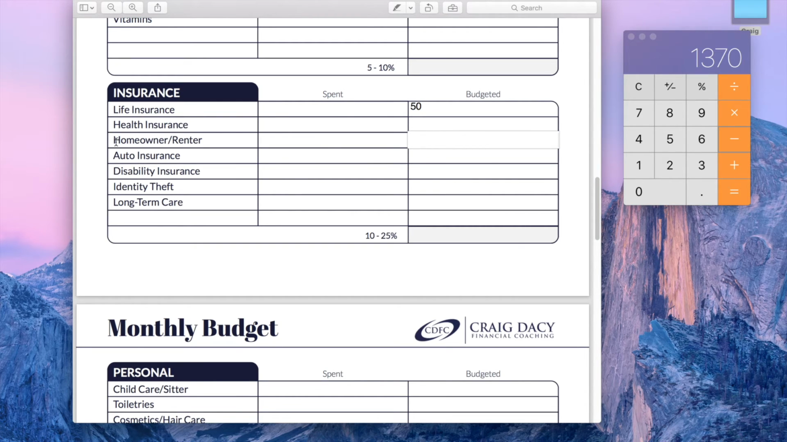Homeowners insurance, if you do escrow, that's already included in the mortgage like I did on this budget. If you're a renter, if you don't own, you rent, then you should probably have renter's insurance. And if you do, put that number in here.